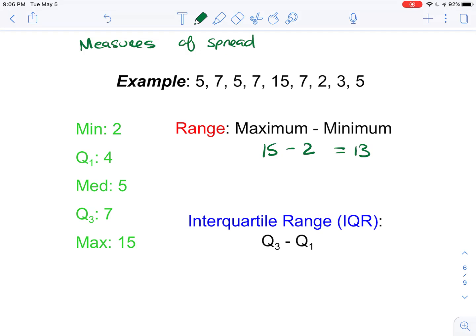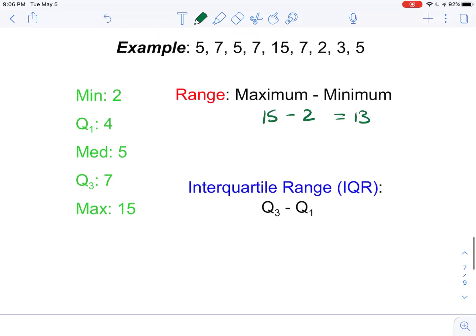Now, what does that mean? What is this range of 13? Well, that means all of my values are found within 13 values. Okay, it doesn't tell me where specifically it's found, but it's all found within 13 values. Now, considering data information, that can either be a small amount or a big amount depending on what you're looking at. But that's what it says.